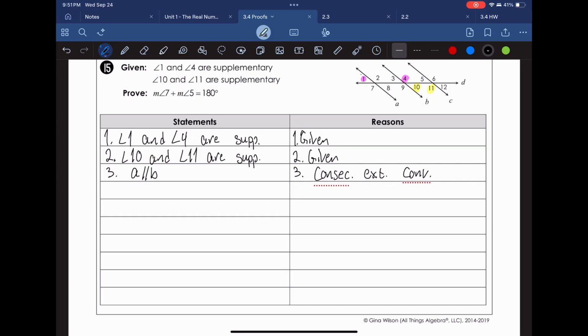And if you want, mark your picture. Always mark up your picture. It helps you visually see what's going on. But also, additionally, if you're looking at 10 and 11, you can say the same thing about line B and line C. These two angles are consecutive interior to each other, but they also are supplementary. And if they're supplementary, that means your lines should be parallel. So you've got B is parallel to C. Again, that is because of the consecutive, this time interior converse.